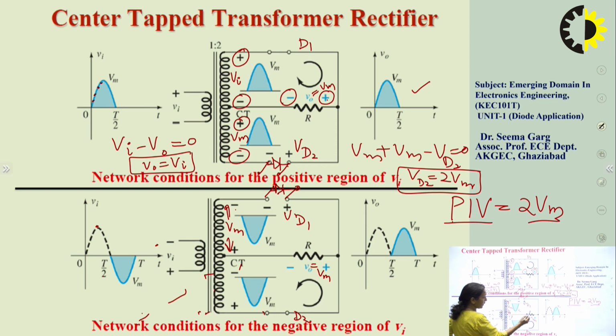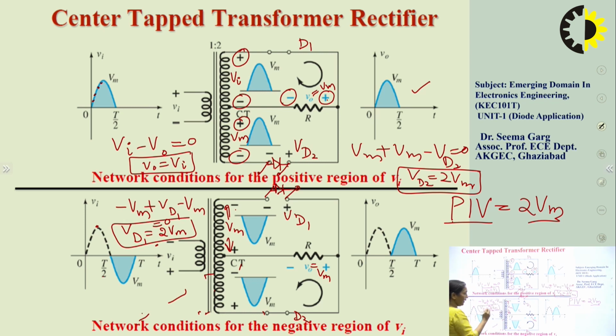So again this Vm together with this Vm, if we write the KVL in this loop, we can say that minus Vm plus VD1 minus Vm is equal to 0. So VD1 is equal to twice Vm. So again, the magnitude of this voltage is 2 Vm, but the polarity across this diode is negative. So that is the voltage during the next half cycle.